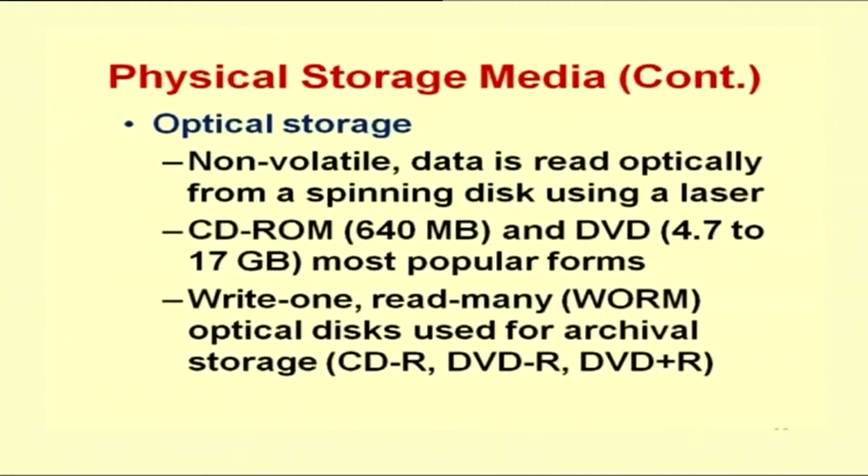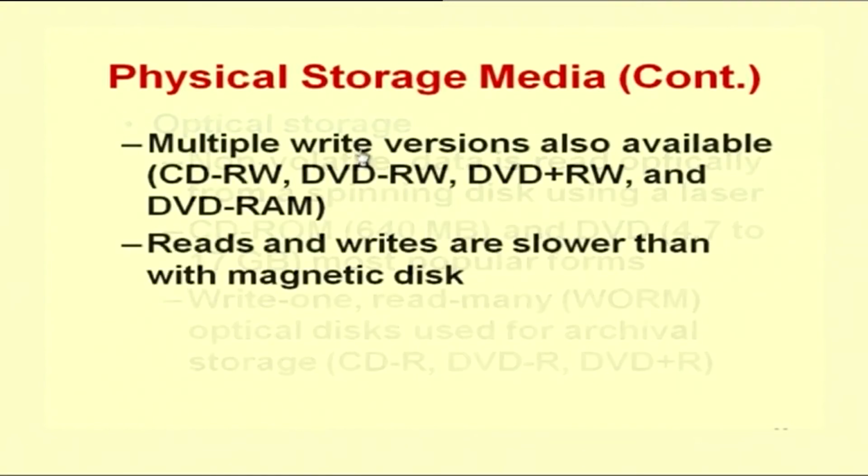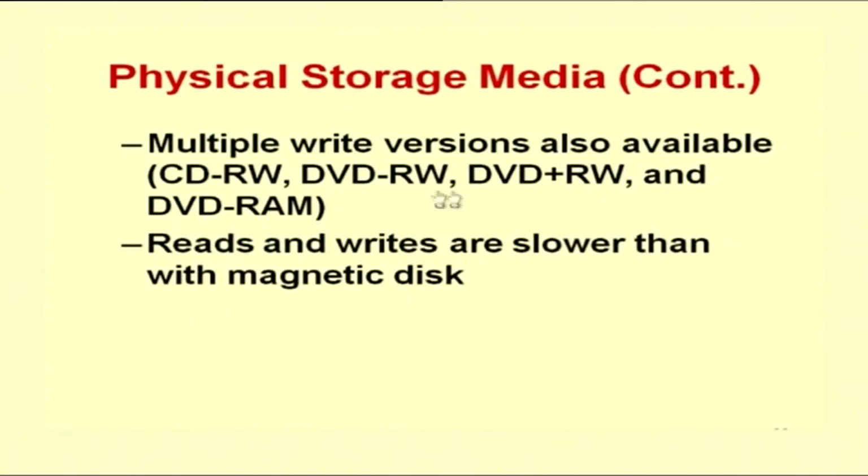electronic operations. So, that was the magnetic disk. Another type of very important storage is the optical storage. Again, it is non volatile, data is read optically instead of magnetically from a spinning disk using a laser. CD-ROM and DVD are the most popular forms, not as high as magnetic disk. Write once, read many, or WORM optical disk is used for archival storage when you want to store data. Multiple write versions are also available. Reads and writes are slower than the magnetic disk.